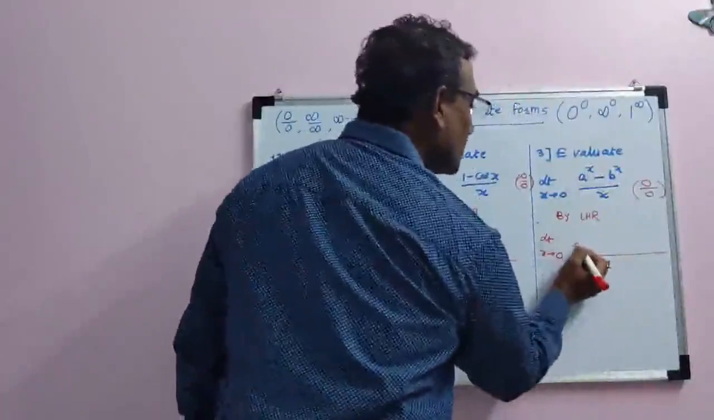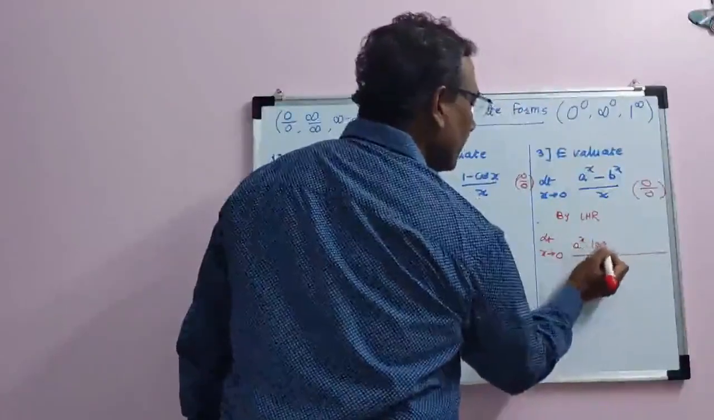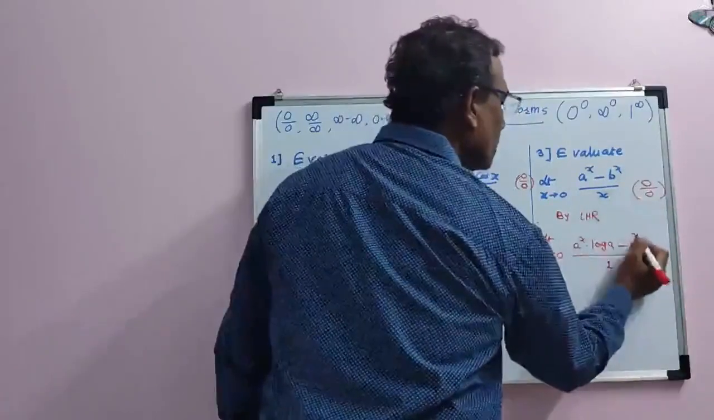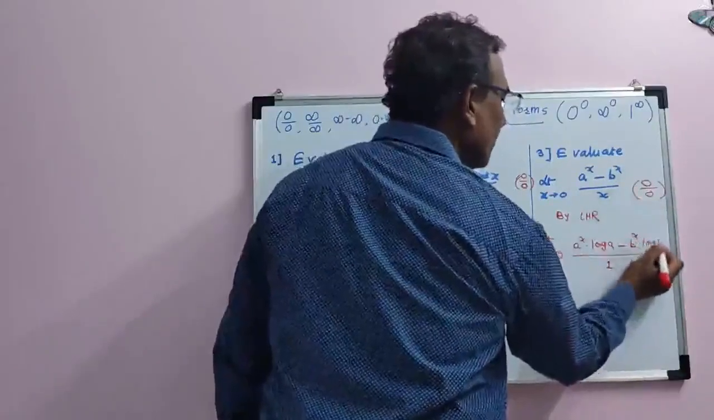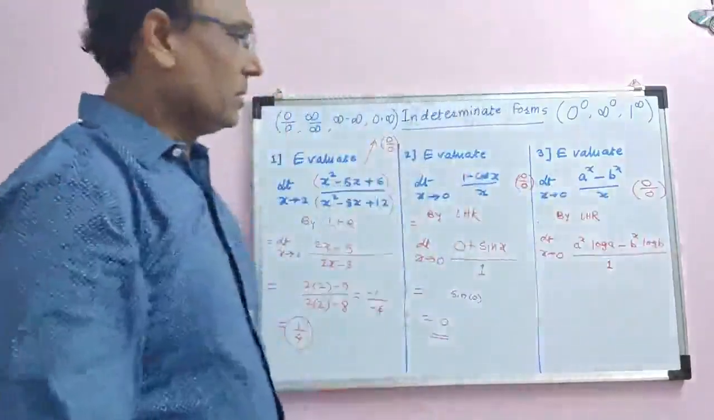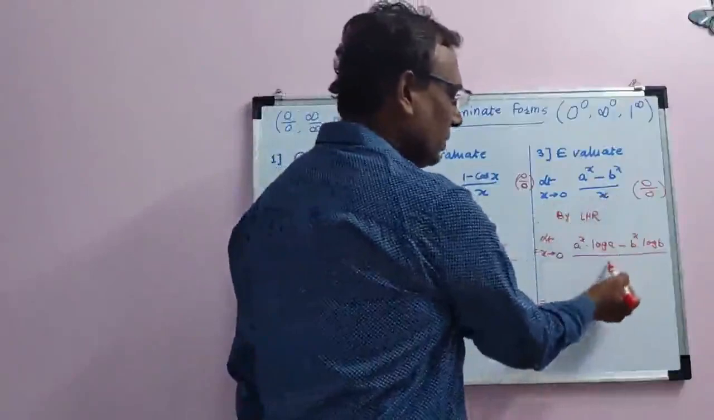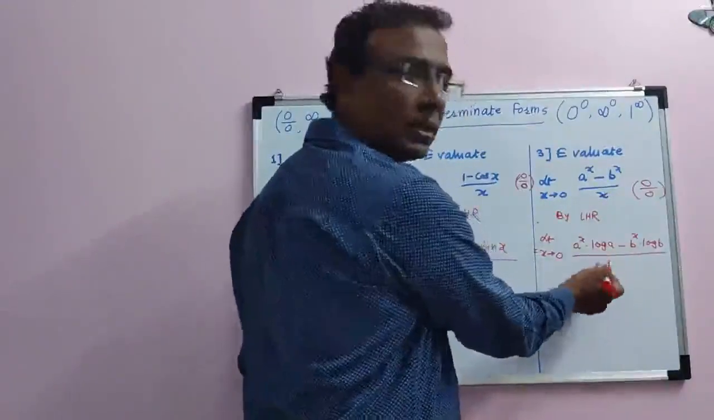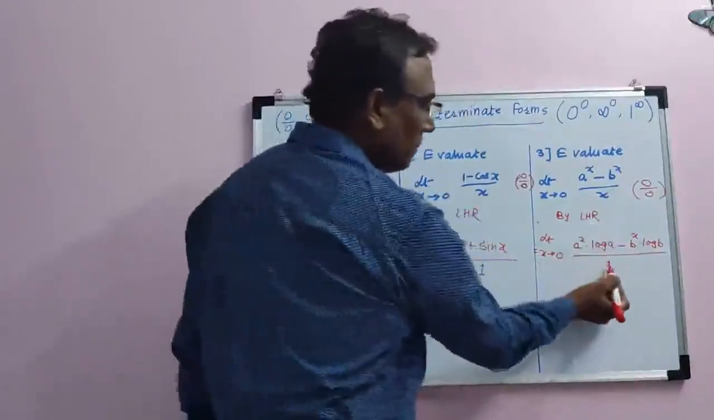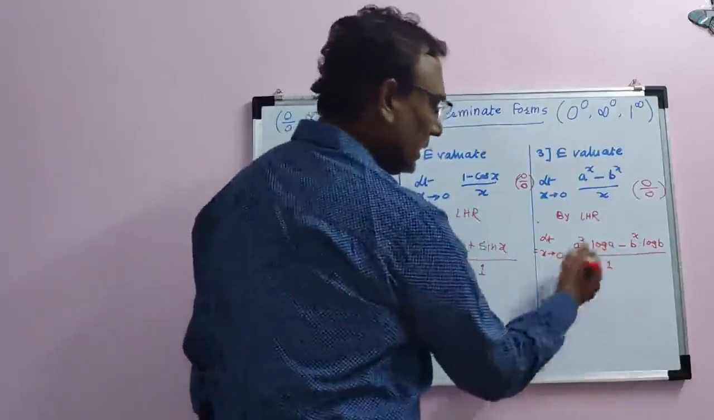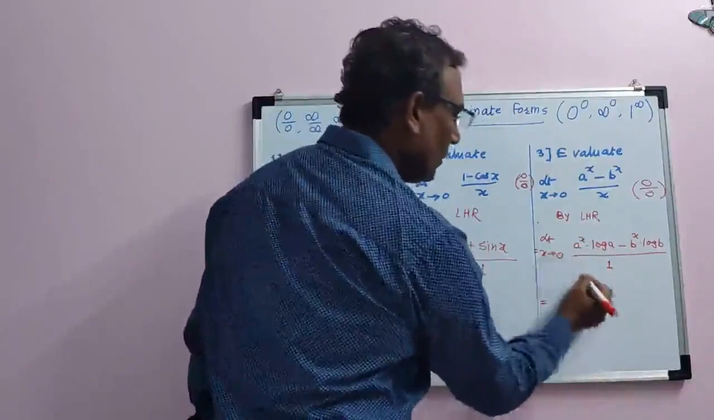The derivative of a raised to power x is a raised to x log a, minus the derivative of b raised to x, which is b raised to x log of b. Here a and b are constants. I applied L'Hospital rule and the derivative of x is 1. Now the denominator does not contain any variable, means for x equal to 0, this denominator is not going to become 0. Then in the next step, put the value of x directly.